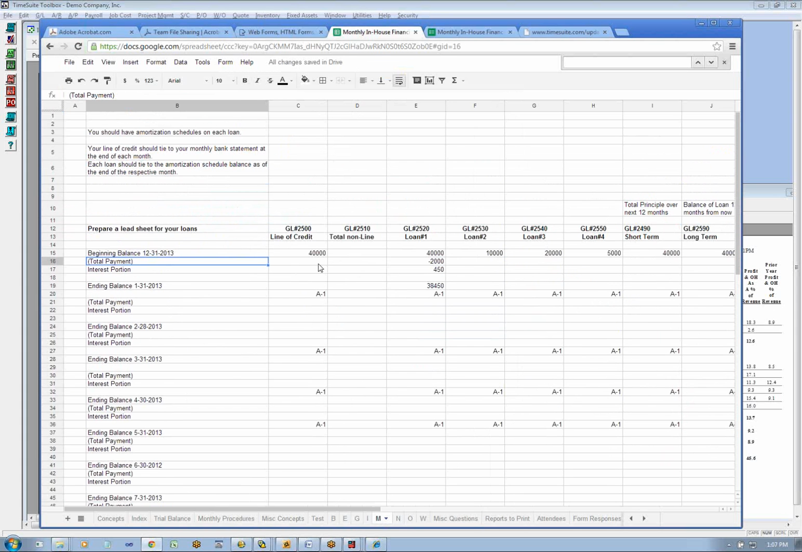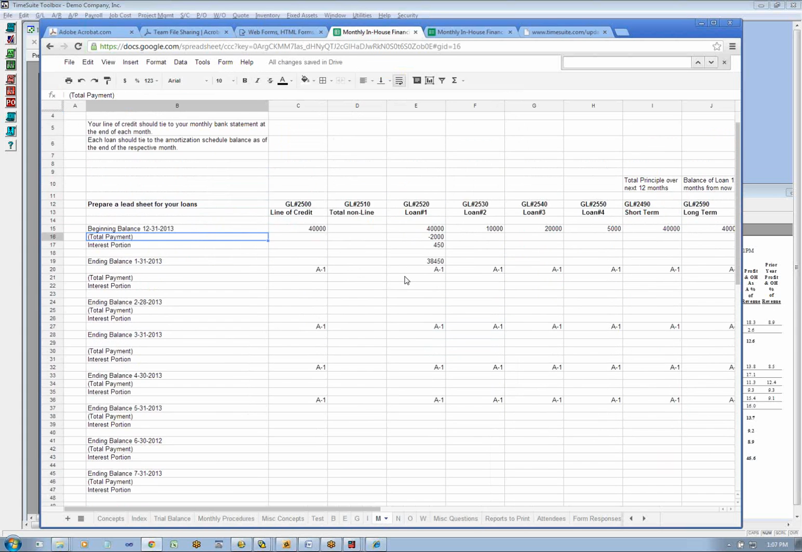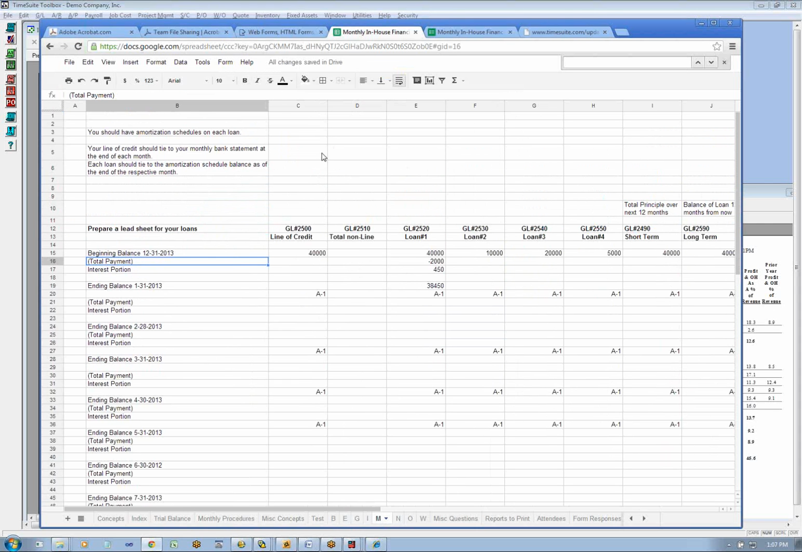So on your work papers, you might do some sort of lead sheet that looks like this. By the way, if you are going to use this, you'd want to copy this and make yourself the owner and not use this one.